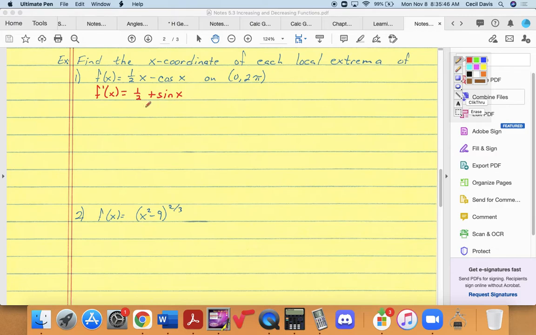And again, we want to think about, is there any place where this is not defined? No, sine's defined everywhere. So we'll just find where that's equal to 0, which means we need to know where sine of x is equal to negative 1/2. So where is that? Gosh, no. X equals sine inverse.